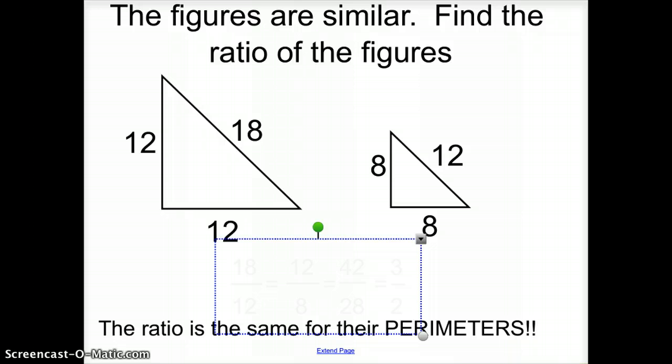Taking a look here, we have similar figures, and the sides are shown. I'm telling you they're similar. We just have to create the ratio for that. So the ratio would be taking any of the corresponding sides. In this case, we'll just take 18 and 12, and then 12 and 8, and we'll make that fraction.